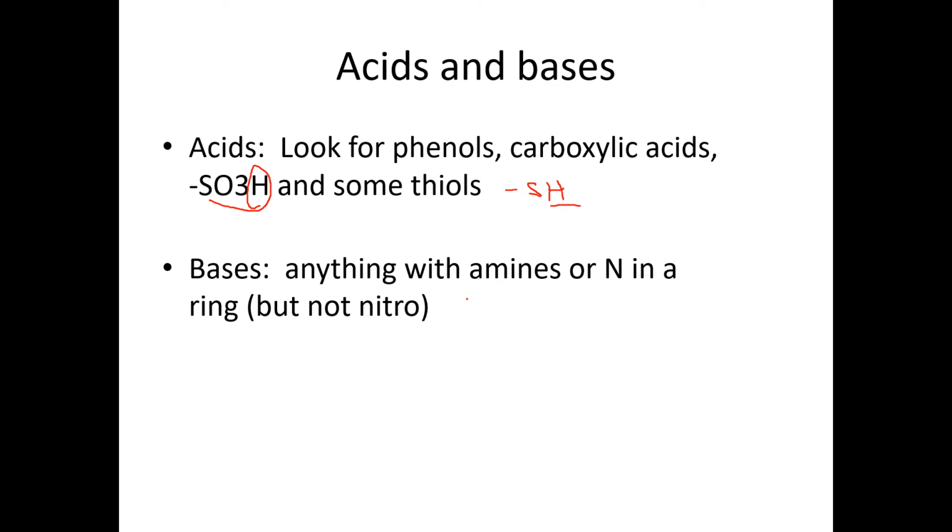For bases, you're mostly looking for nitrogen in the form of an amine, right, which is the NH3 group, basically an sp3 hybridized nitrogen, or a nitrogen that's stuck in a ring, but not nitro groups. Nitro groups do not act as acids or bases.